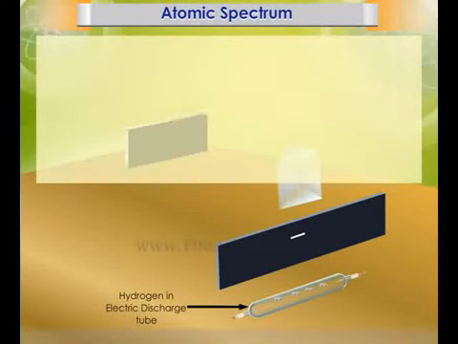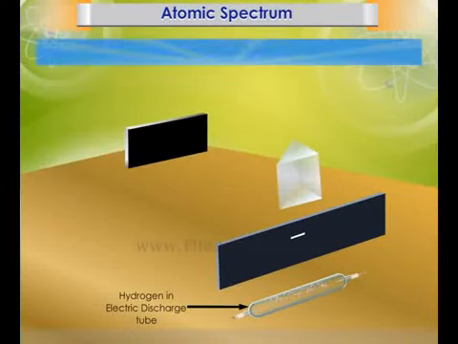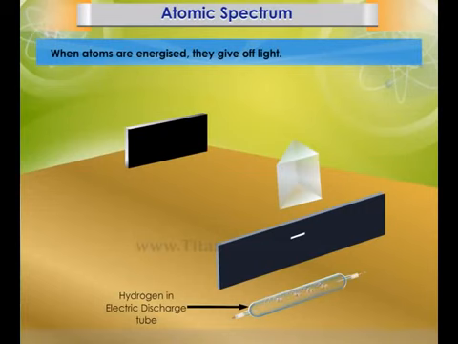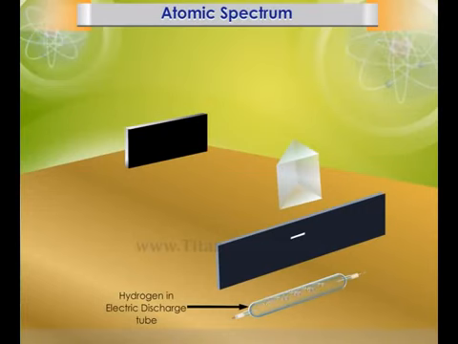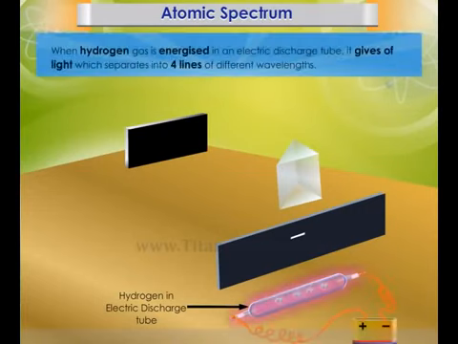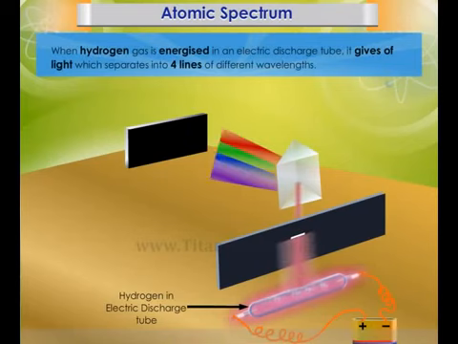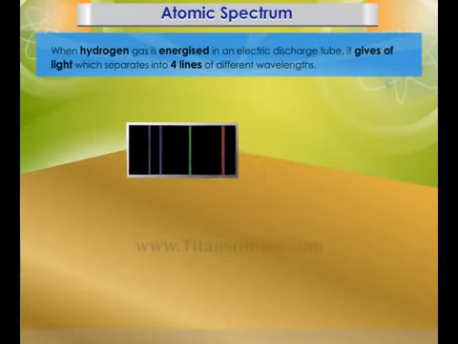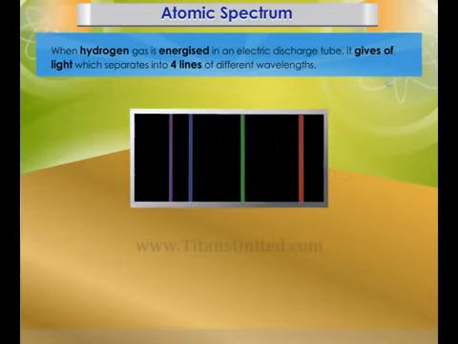But what does the spectrum of light have to do with atomic structure? Well, when atoms are energized, they give off light. For example, when hydrogen gas is energized in an electric discharge tube, it gives off light, which when passed through a prism, separates into 4 lines of different wavelengths. The spectrum so obtained is called the atomic spectrum of hydrogen.